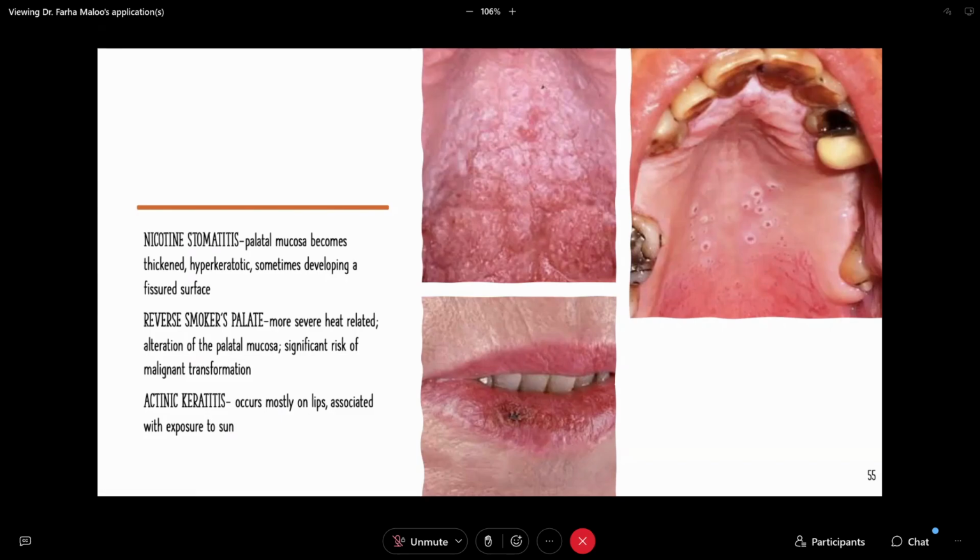Actinic keratitis commonly occurs on sun-exposed surfaces, especially on the lips. And there are hyperkeratotic plaques, which can be seen over the lips due to alteration of the epithelium.